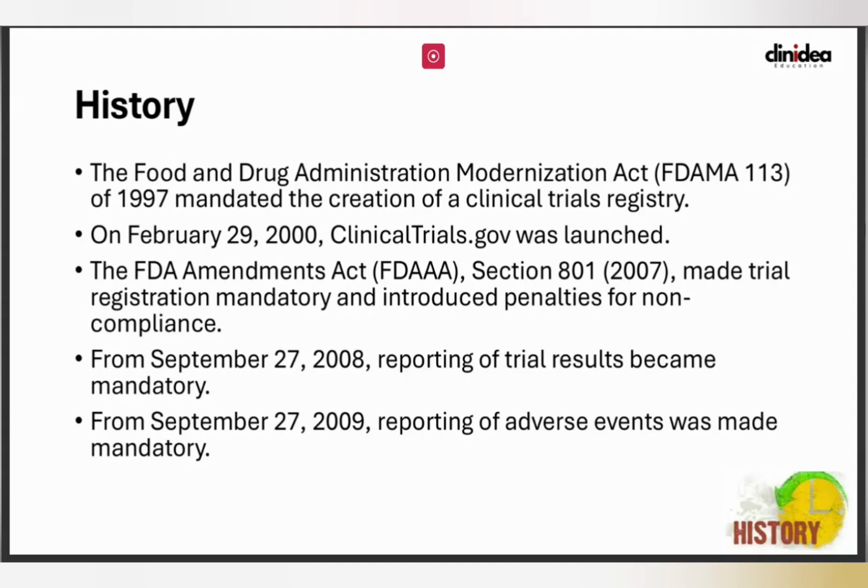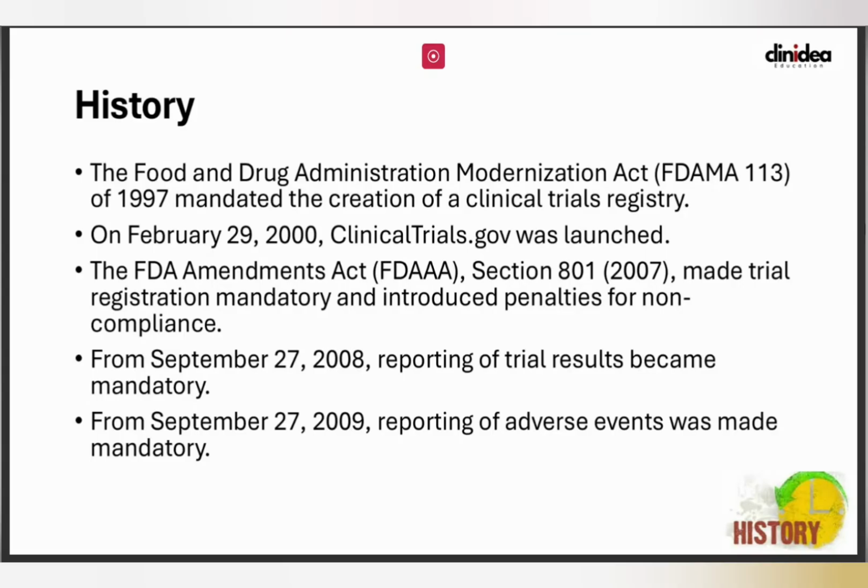Then, following the law in 1997, ClinicalTrial.gov was officially launched in the year 2000. From this date, clinical trials could start being registered on this platform. Initially, registration was not strictly enforced. People did it, or did not do it, like that.